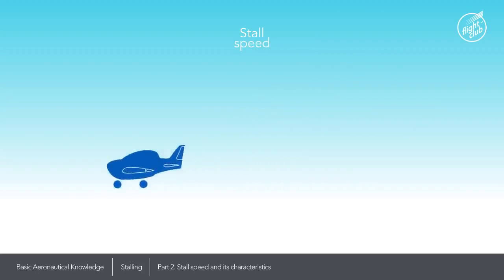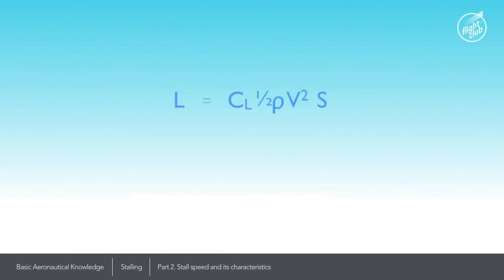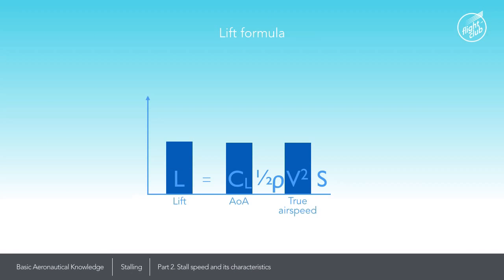We'll use the lift formula to explain this concept and identify what factors may increase or decrease the stall speed. The angle of attack is a component of the coefficient of lift. As the angle of attack increases, lift increases. At 16 degrees, the aeroplane enters the stalled state. Thus, at this point, the true airspeed becomes the stall speed.